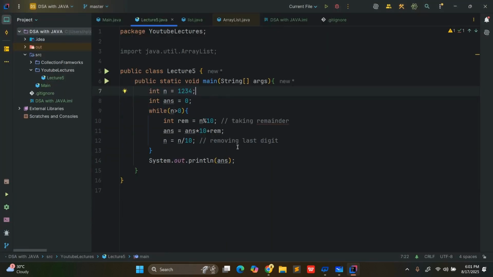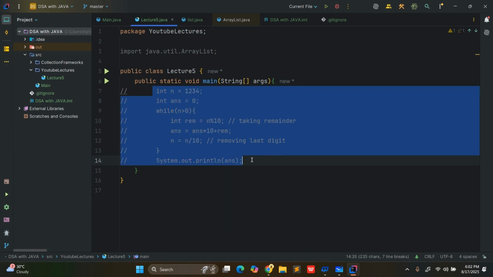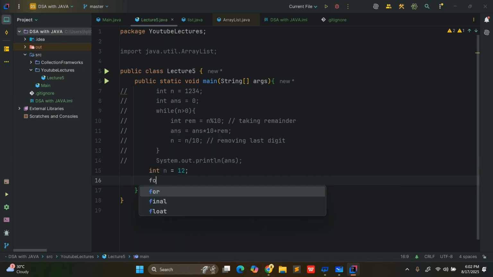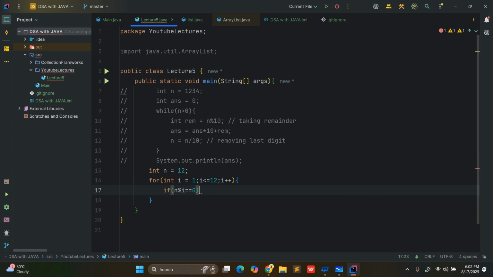Let's code it up. I will be commenting it out. I will take int n is equal to 12. I want to find the factors of 12. For int I is equal to 1, I is less than or equal to 12, I plus plus. If in any case I divides n completely, that means that is a factor of the number. I will simply print I.